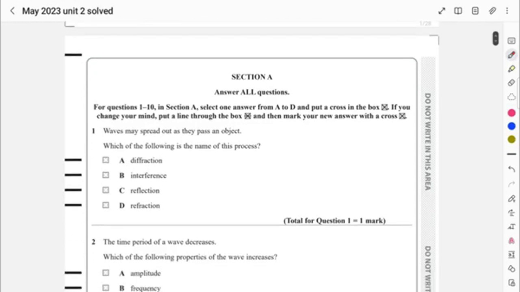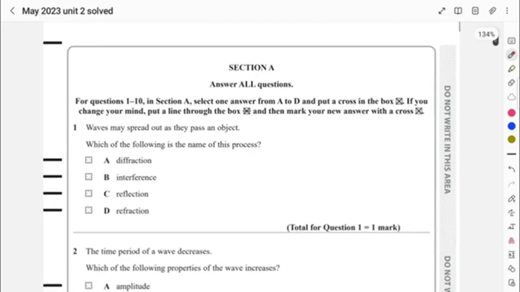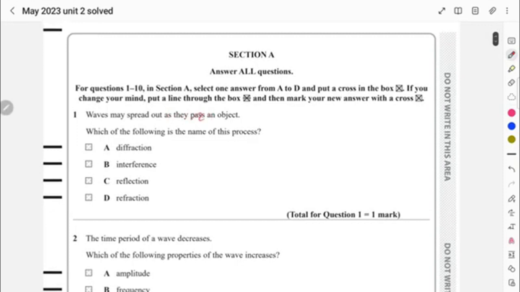questions of this paper. Question one says that waves may spread out as they pass an object. Which of the following is the name of this process? Whenever waves pass through an object, that is also considered a gap in that situation. So when waves pass through a gap, only diffraction occurs, right? So option A is the correct answer.